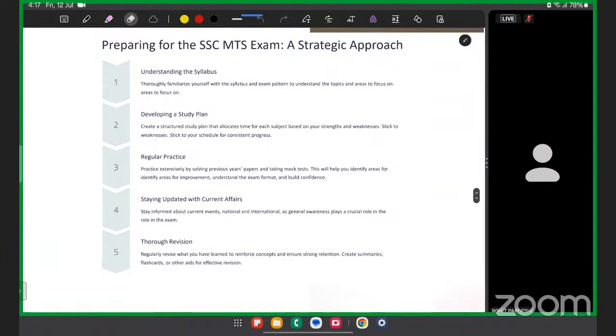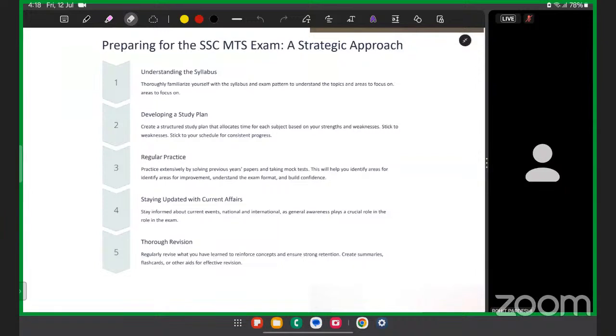Okay. Now, this slide is related to strategic approach. For every exam, what is the most crucial thing? There are two crucial things for every exam. The first one is the syllabus, and the second one is previous year papers. Now, when you look at the syllabus for paper one, it is mathematics, general knowledge, reasoning, and English. The syllabus for CGL and MTS is the same.